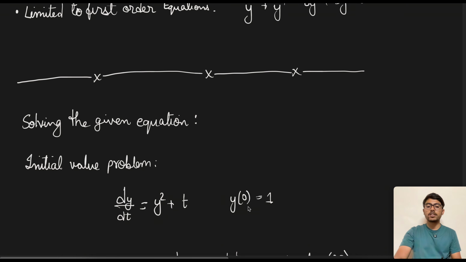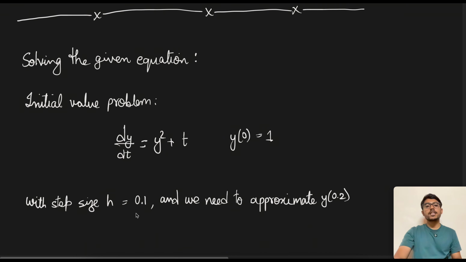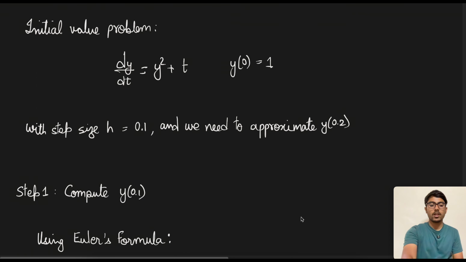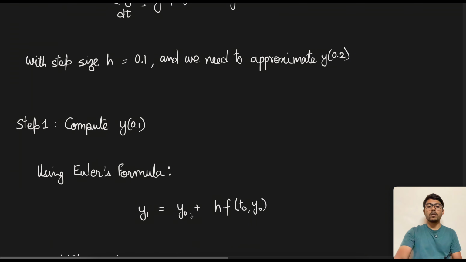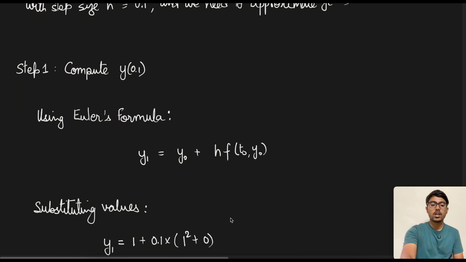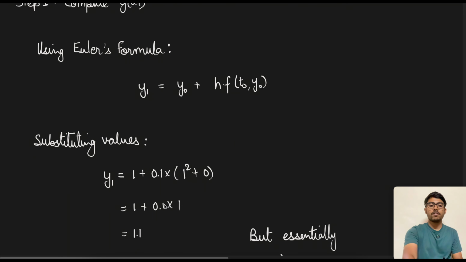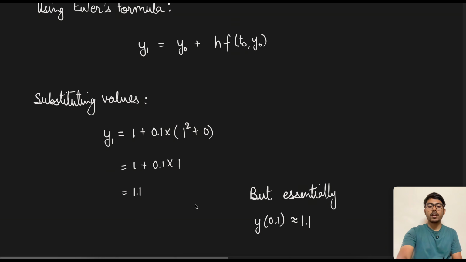Now we solve the given equation, which has the initial value problem dy/dt equals y squared plus t, where y0 equals 1. With step size 0.1, we need to approximate y of 0.2. So we compute y of 0.1 using the Euler formula: y1 equals y0 plus h times f of t0 comma y0. Substituting the values, we simply get 1.1.